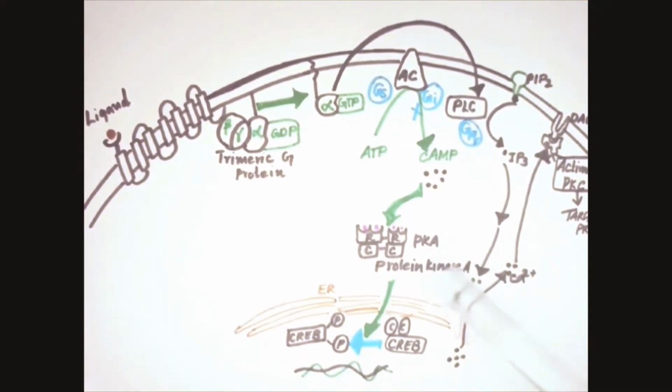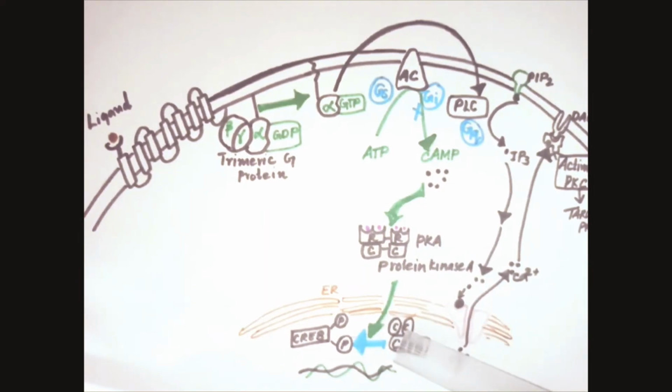Here this protein kinase A has four domains, that is 2 regulatory and 2 catalytic domains. 4 molecules of cyclic AMP bind to the regulatory domains of PKA and release the catalytic domains. This catalytic domain migrates to the nucleus and it phosphorylates the CREB protein. This CREB protein is a cyclic AMP response element binding protein. So this CREB gets phosphorylated and it helps in the transcription of many important genes.